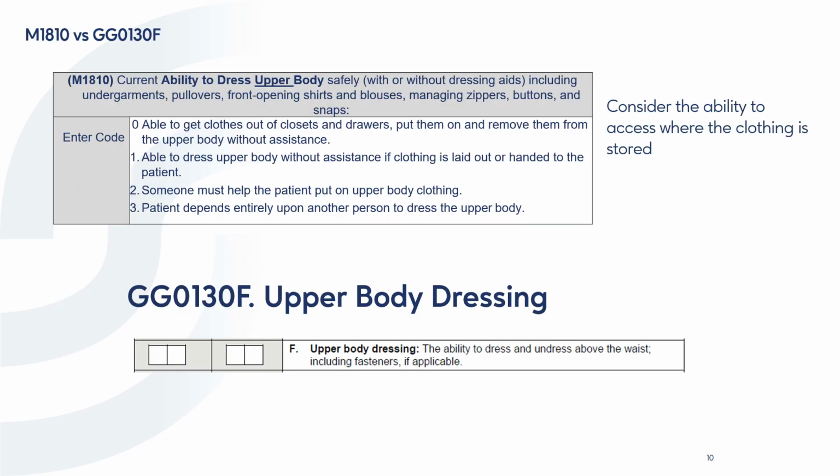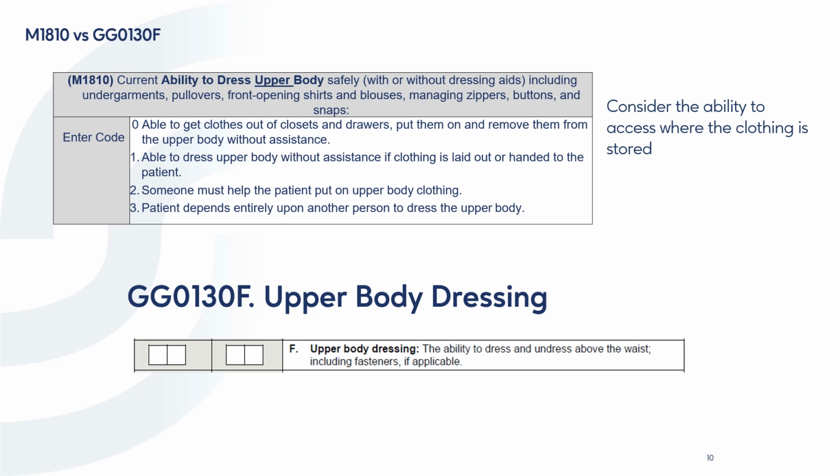Now these items are similar, M1810, your upper body dressing, and the GG 0130F, which is also upper body dressing. They're looking at basically the exact same task. The only difference is when we score the M1810 item, we also have to consider the ability of the patient to access where the clothing is stored. So if someone can dress themselves, but they need assistance or they need a device or something to that effect to get to their closet safely or to get to their dresser drawers safely, then they would not be a code 0, they would be a 1 for M1810.